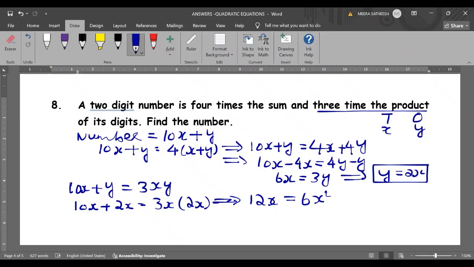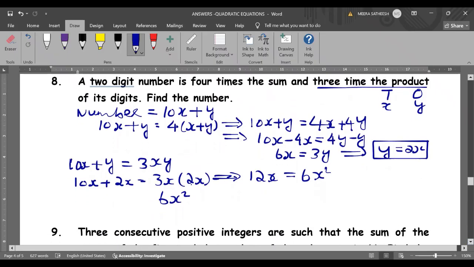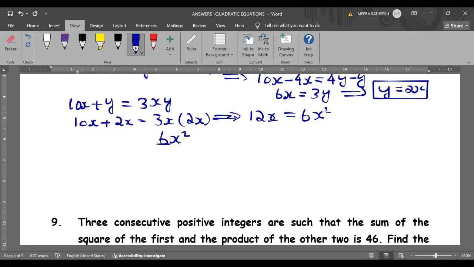So this 12x, let us take that side, or what we can do, on dividing, we can put that way also. This 6x square divided by 12x, we can put as 1 here. So 1x got cancelled here, and 6 2 times here. So x by 2 equal to 1. That means x equal to 2.